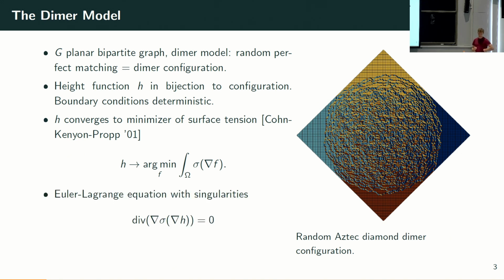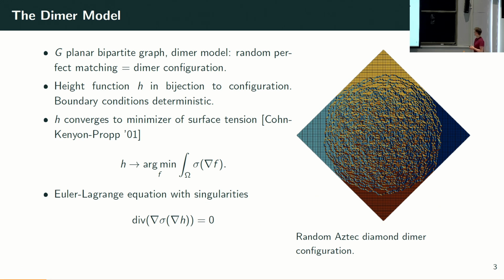One could think that you can just solve the corresponding Euler-Lagrange equation, but the difficulty is that the sigma here has some non-differentiabilities, some singularities, so you need the appropriate generalizations for this Euler-Lagrange equation to make sense.